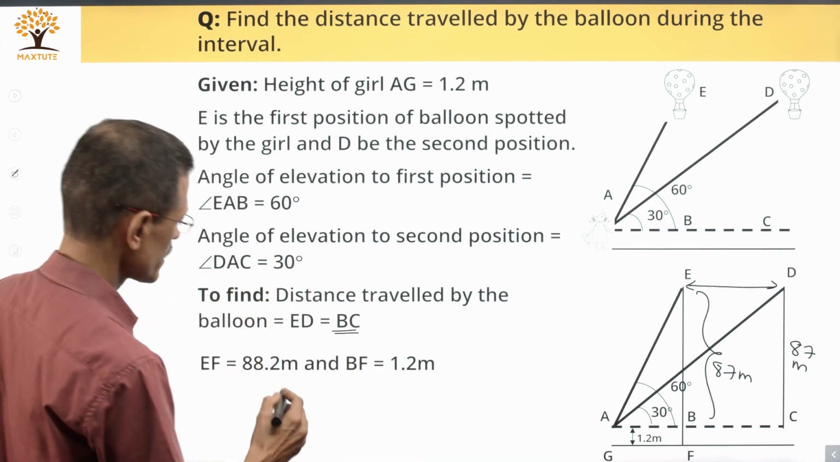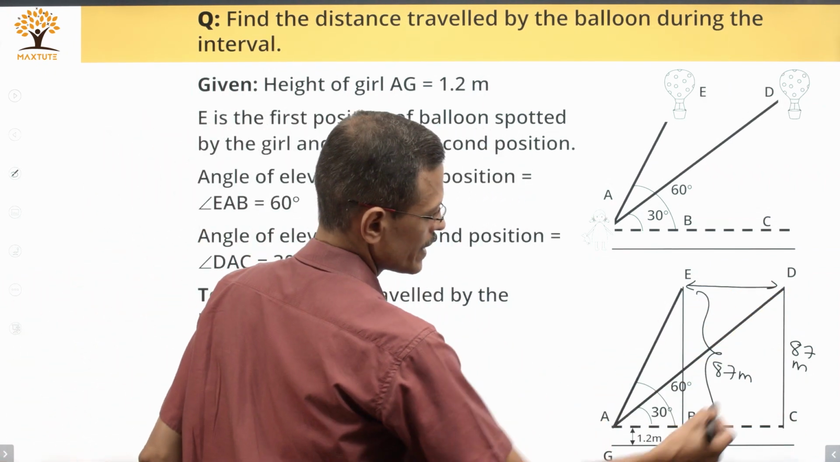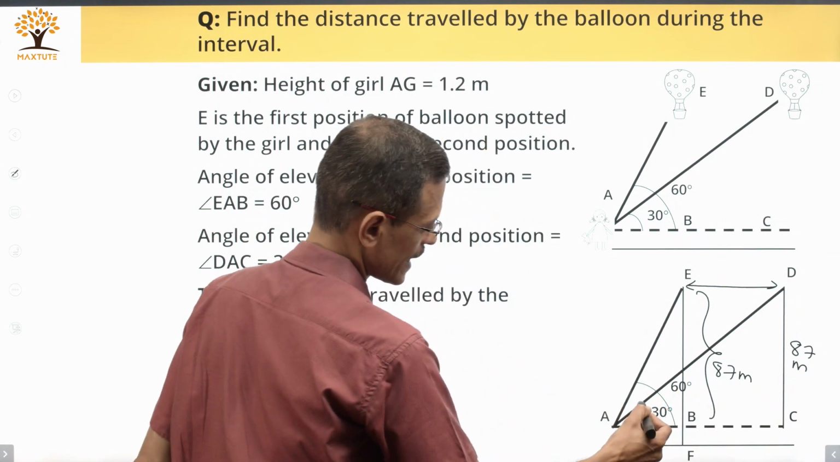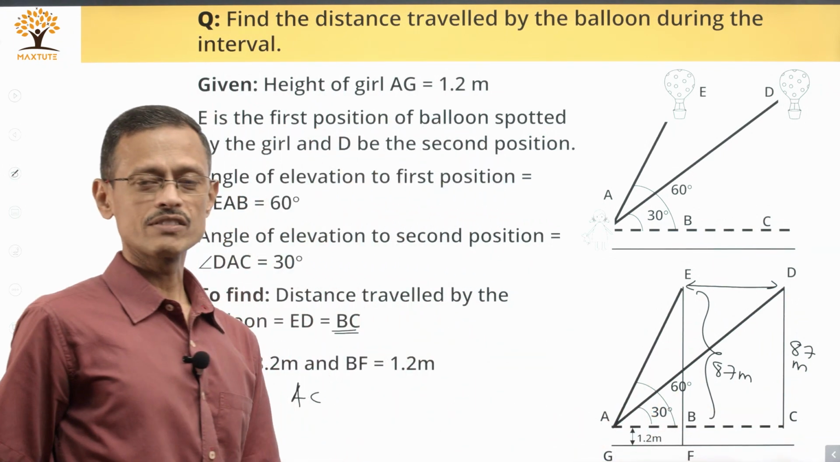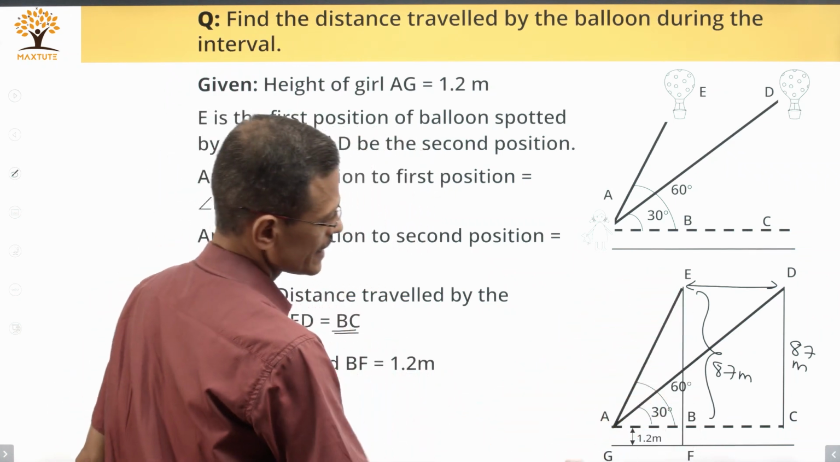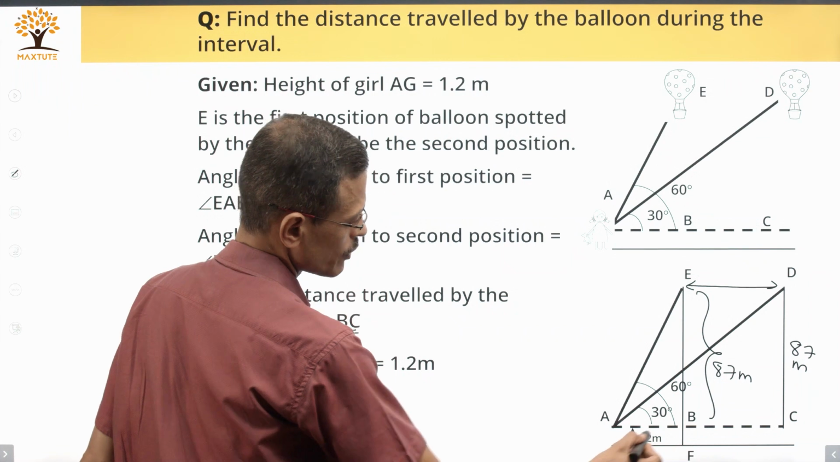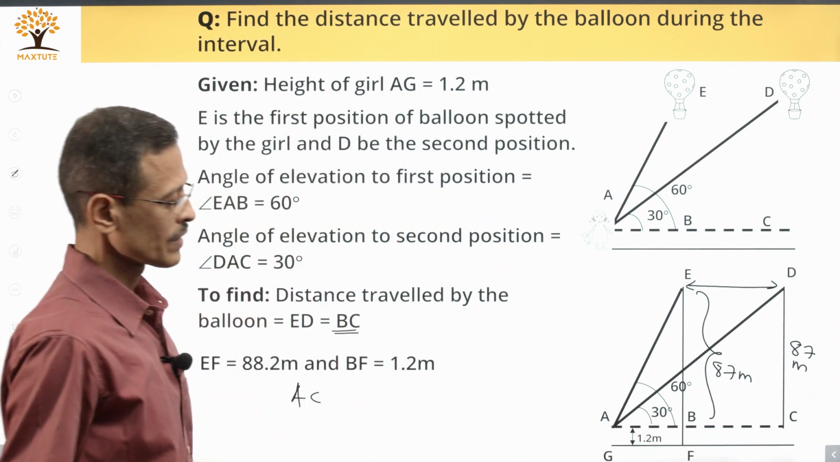We're going to find out BC by computing AC, because we have a right triangle DCA in which we have the measure of one side and an angle. We'll be able to find out another side, which is AC. And then we are going to look at right triangle EBA. In this again, we have the measure of EB and we have a measure of an angle. Therefore, we'll be able to find out a second side, which is AB.